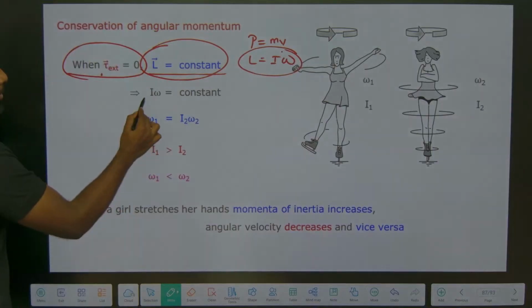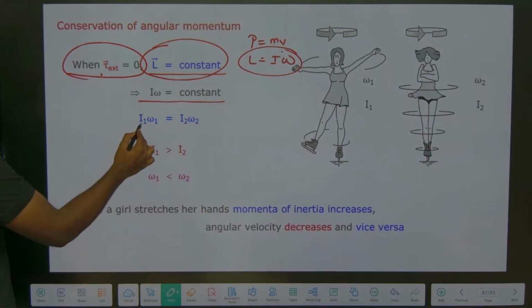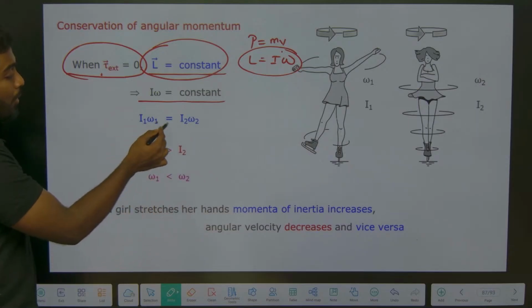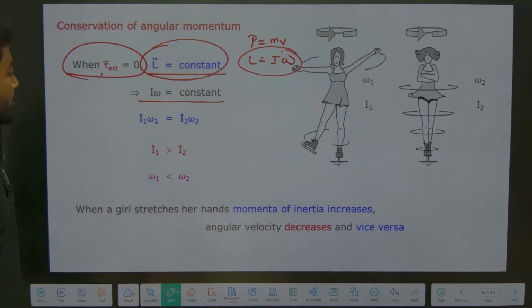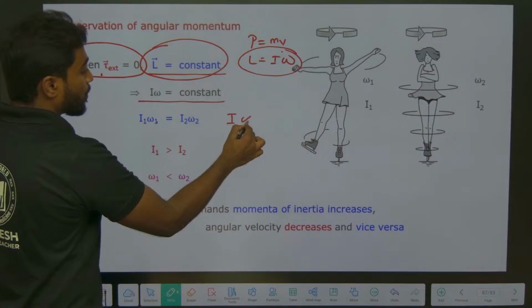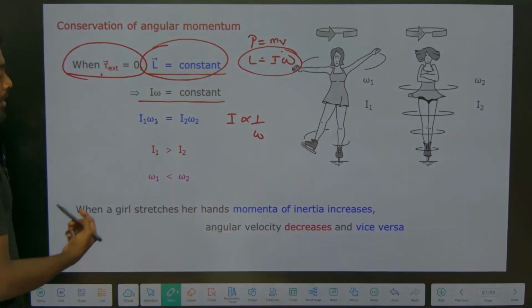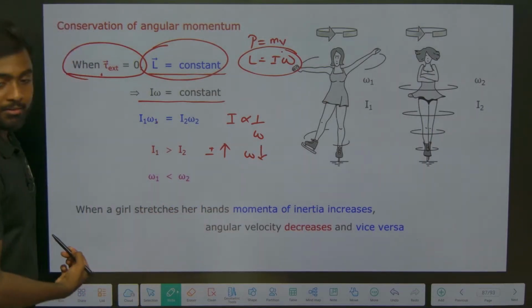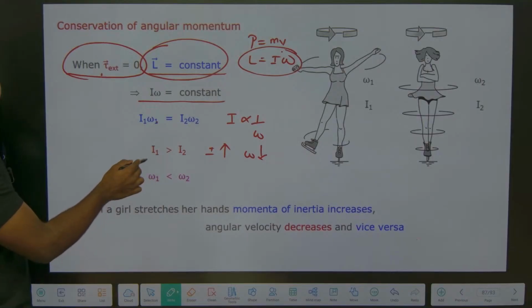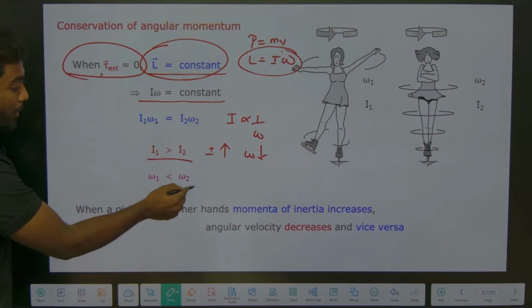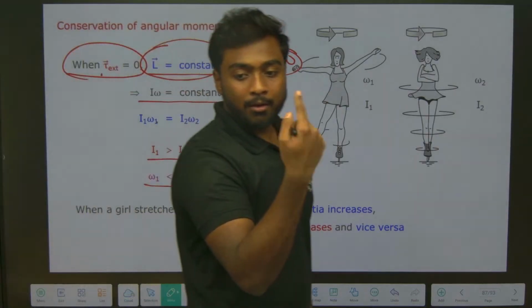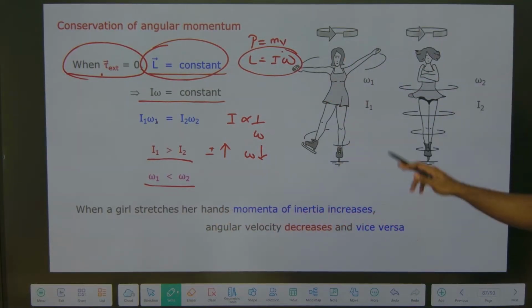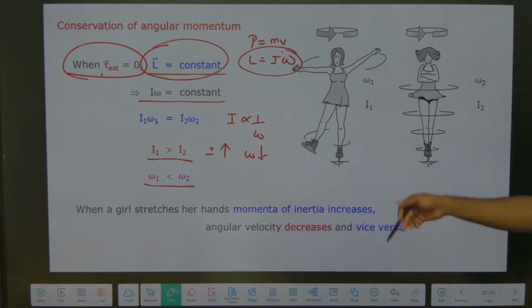So I omega will be constant. I omega in the initial case will be equal to I omega in the final case. So I1 omega 1 equals I2 omega 2. So I is inversely proportional to omega. If moment of inertia increases, omega decreases. In this case, moment of inertia 1 is greater than moment of inertia 2, but angular velocity 2 is greater than angular velocity 1. So when a girl stretches her hands, moment of inertia increases, angular velocity decreases, and vice versa.